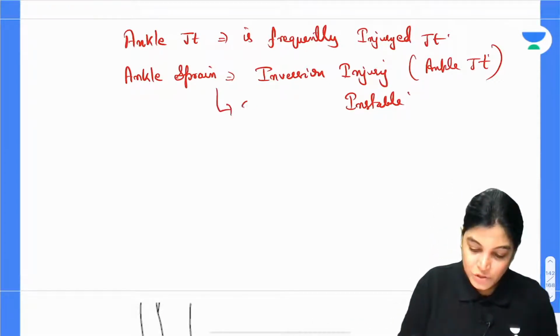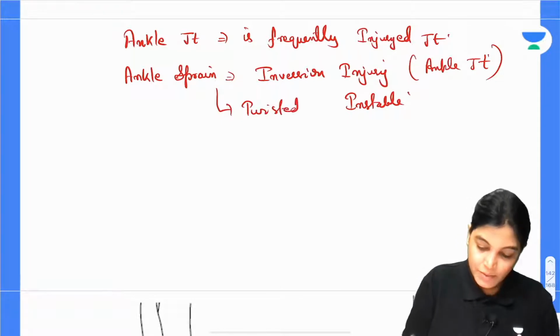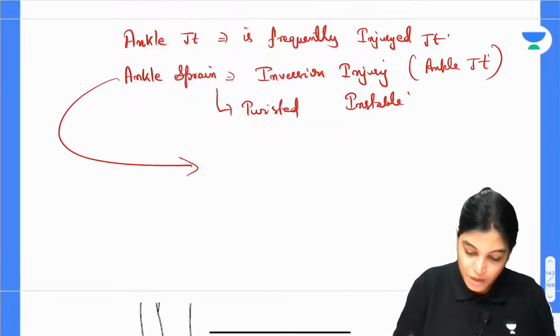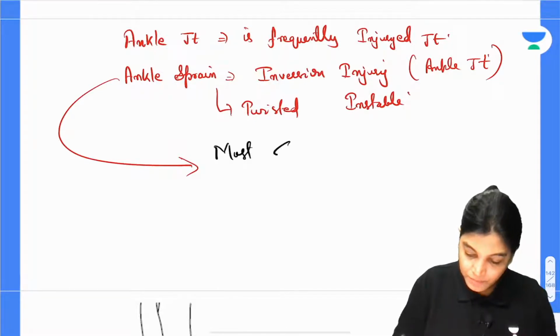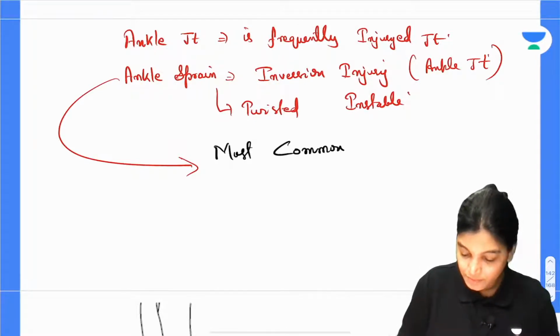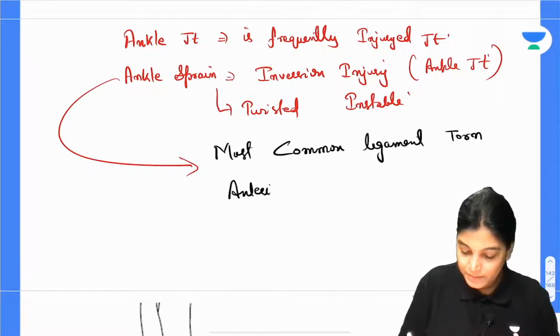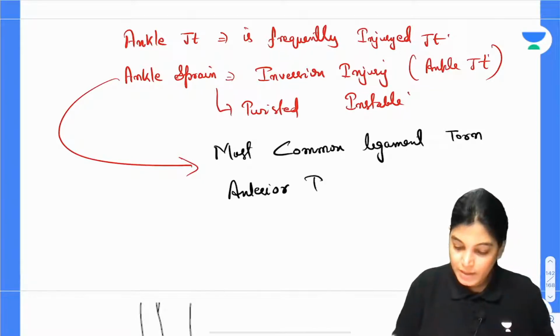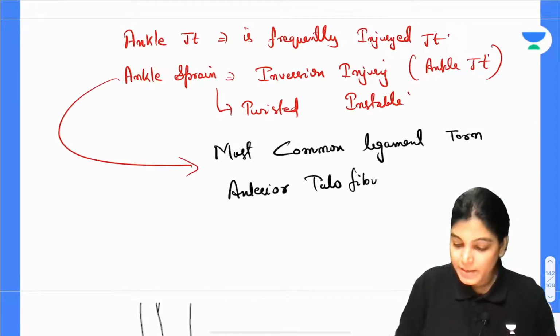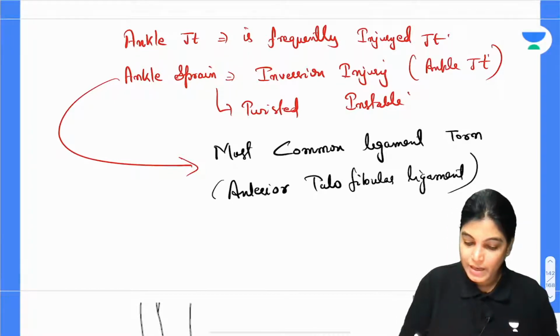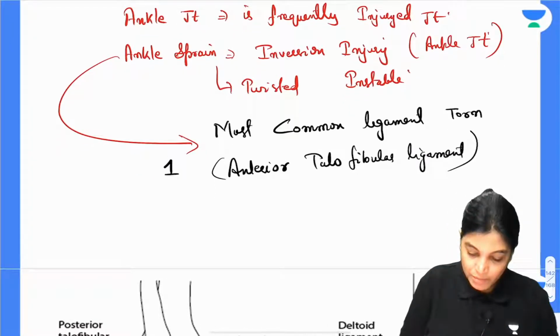So the ankle is twisted and plantar flexed. So the ligament involved, the most common ligament torn or involved, so write down, is the anterior talofibular ligament. This is the most common torn ligament. Okay, this is number 1.